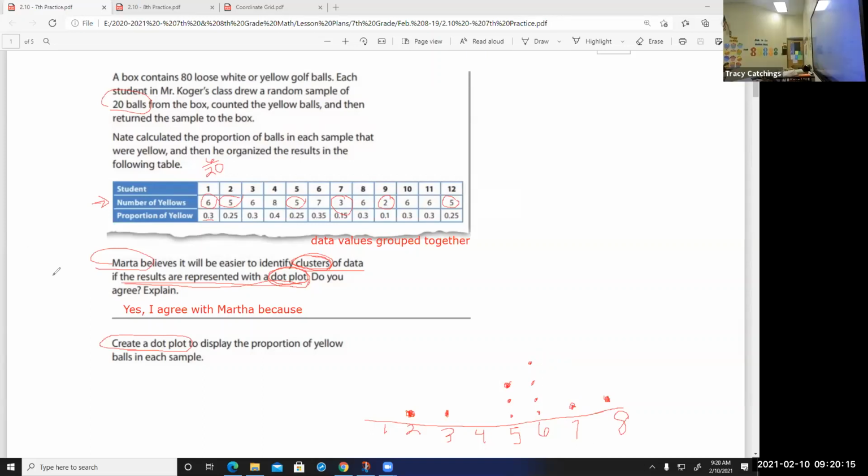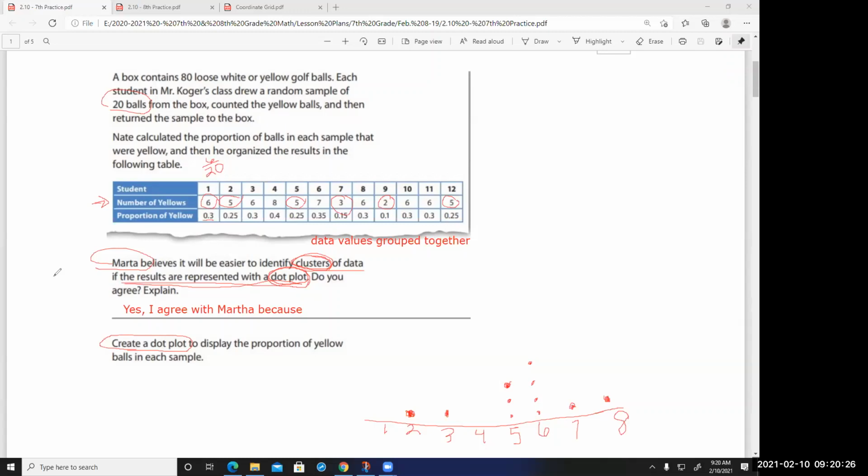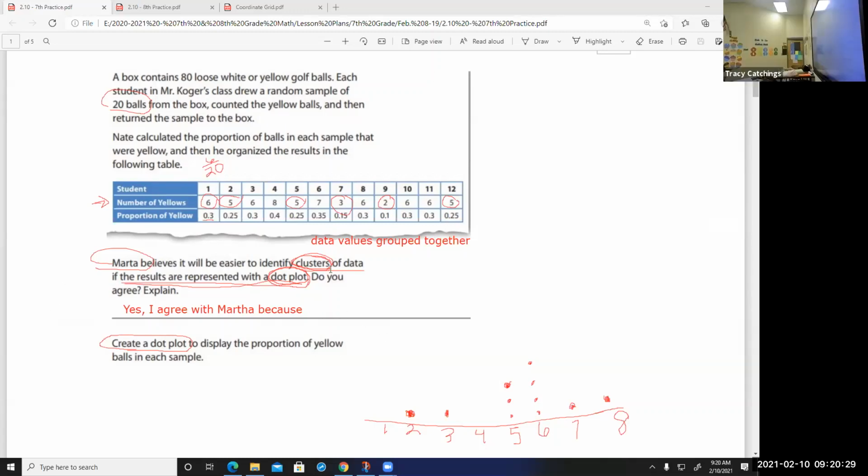All right. So let's go back to what Martha said. She said that dot plot would show us clusters. Does our dot plot show us clusters? Yes. All right. We agree with Martha because, tell us why we can agree with Martha. Did all students choose a different number of yellow? Do we have one dot on each number? No.